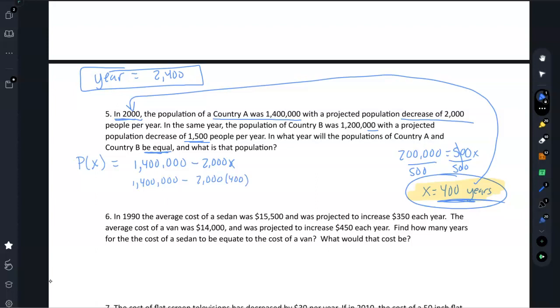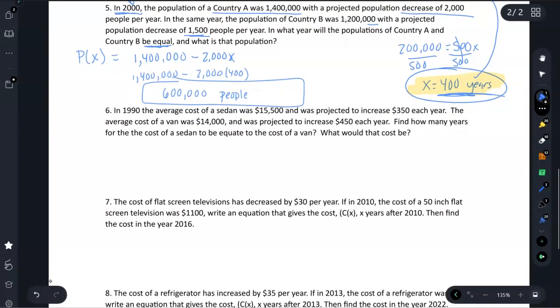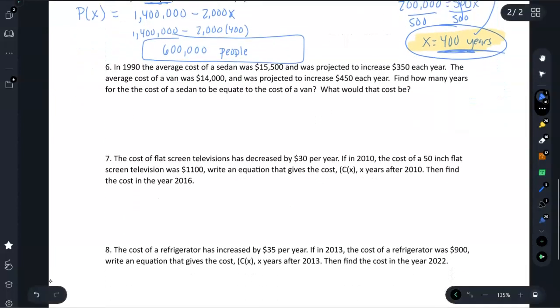and I grab my calculator again, 1,400,000 minus 2,000 times 400, I get 600,000. So when these countries have a population of 600,000 people, they will be equal. And that will happen in year 2,400. Number 6 should be very similar to number 5.